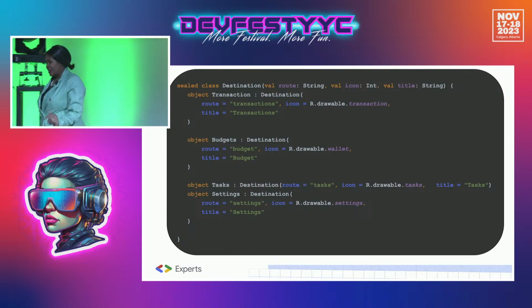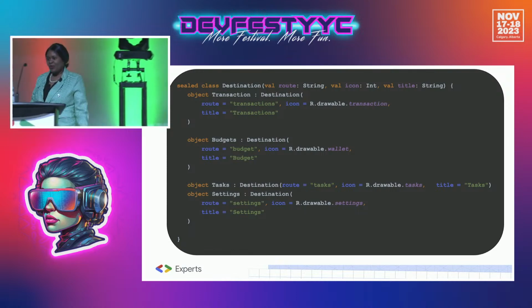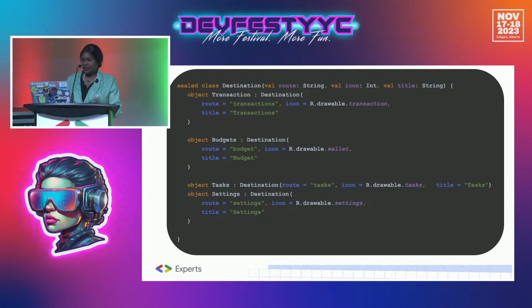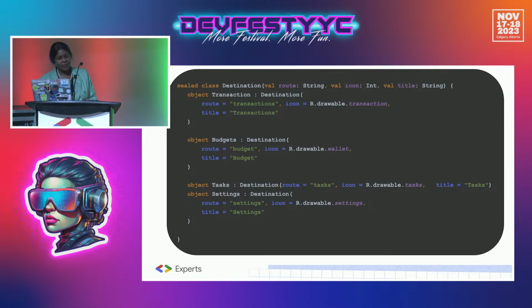So in our code here, as you can see, we have the destination, which is a sealed class. And sealed classes in Kotlin are used for several purposes, and that is mainly to create a restricted class hierarchy that is useful in a variety of scenarios. And that can be, number one, limited inheritance, grouping related types, and pattern matching.